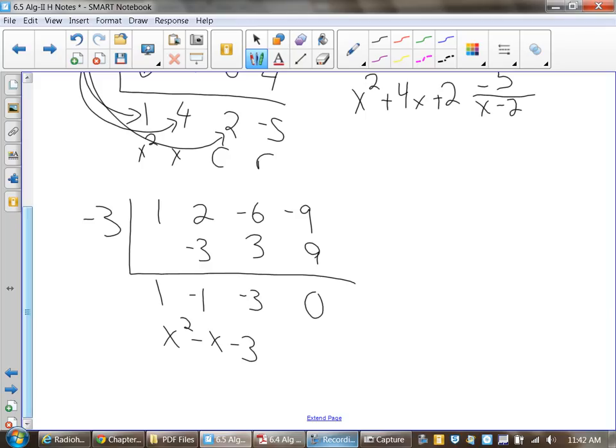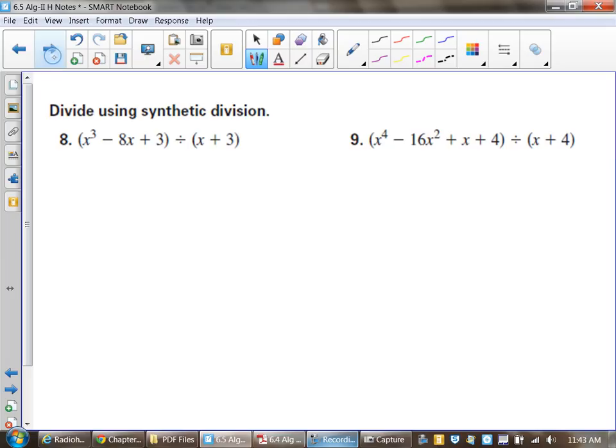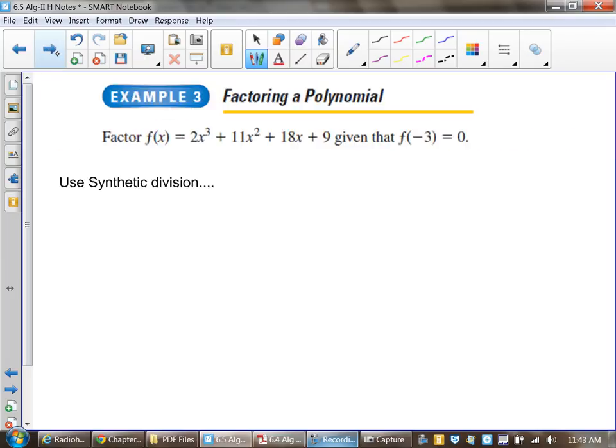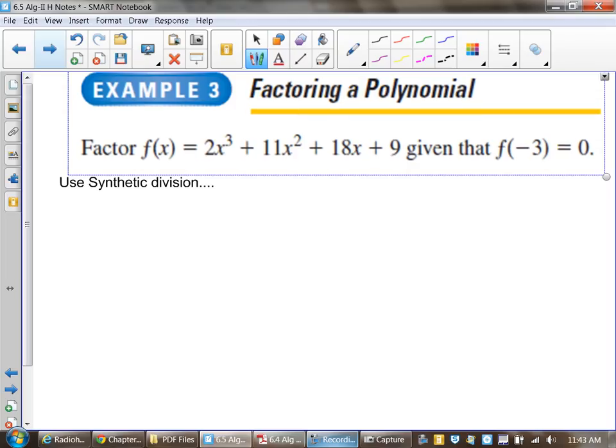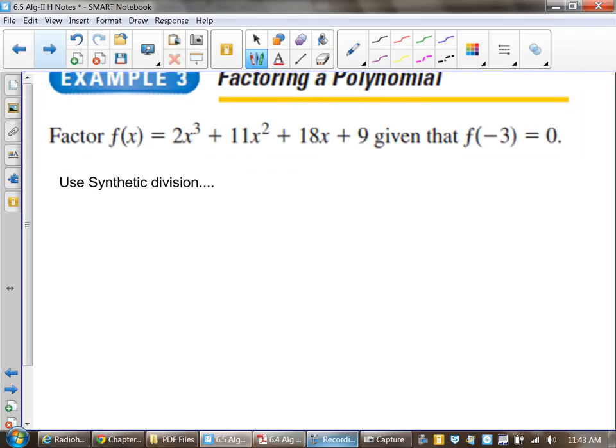As I was saying, whenever you're using synthetic division, there are many things that you can do. In this case, I'm setting it up just to divide out. I'm also going to be able to see if I can divide and factor. I can factor a polynomial given a 0.